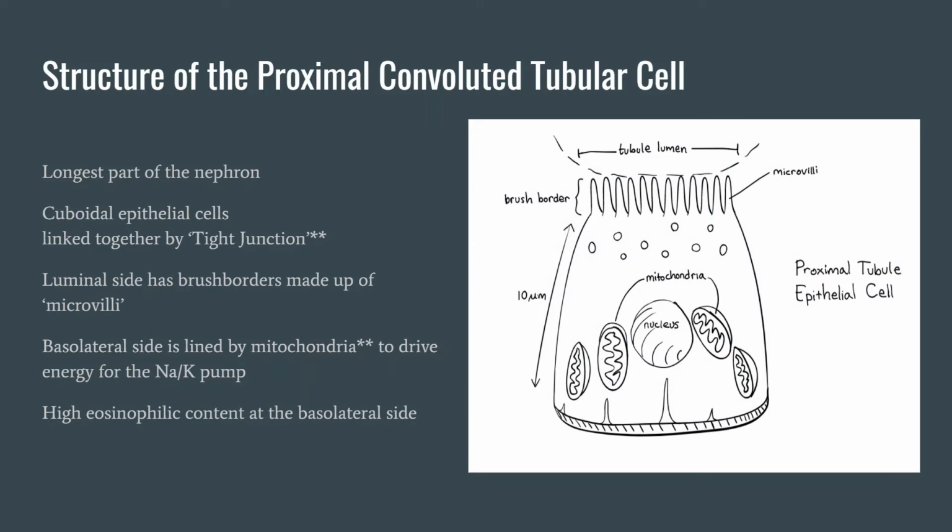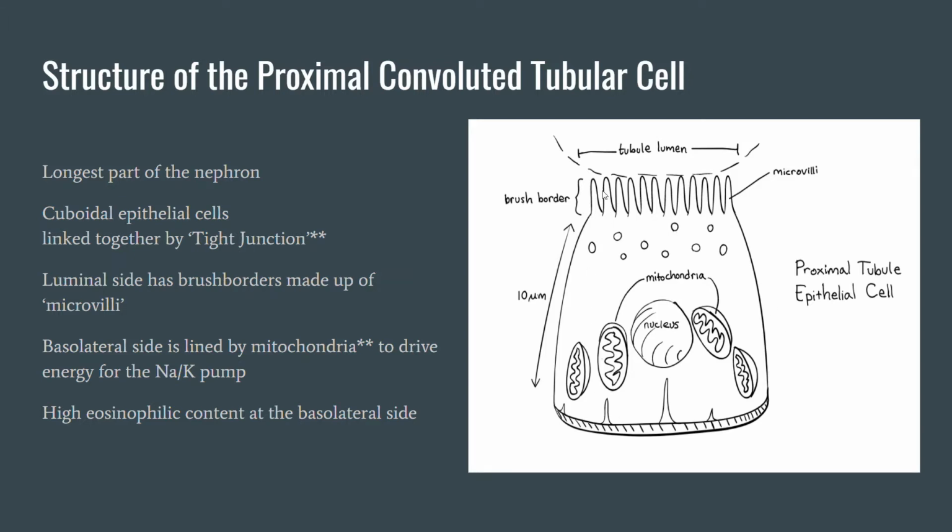So the proximal convoluted tubule is actually the longest part of the nephron, with each of its cells around 10 micrometers in length. These are cuboidal epithelial cells, as you can see here, and they're joined to each other by tight junctions. So imagine there's a proximal convoluted tubule cell here, and there are going to be a lot of tight junctions here. An important thing to note is that these junctions are not watertight, which means water can easily pass to and fro depending upon the concentration of the solvent.